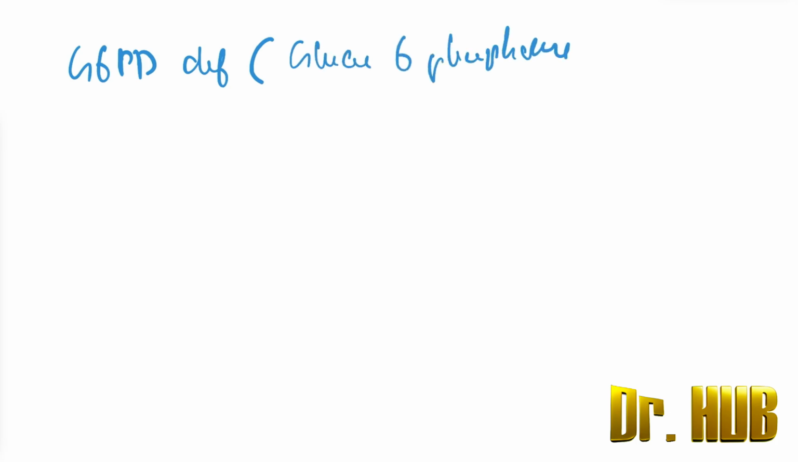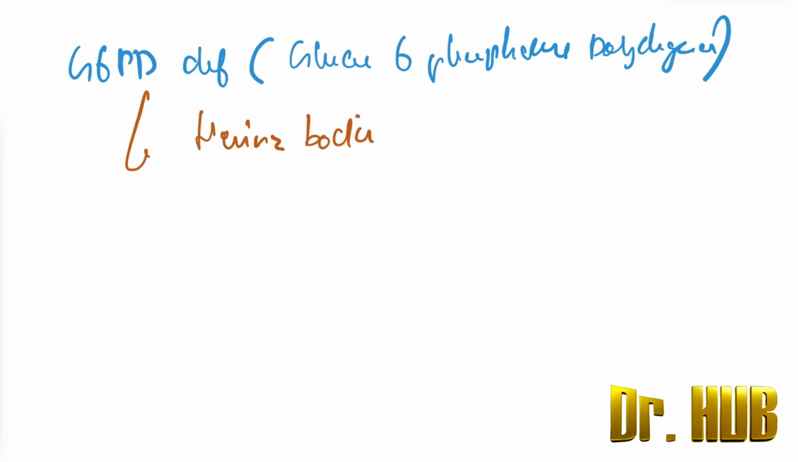Next, we'll look at G6PD deficiency, that is glucose-6-phosphate dehydrogenase deficiency. In the peripheral blood smear, it will show Heinz bodies, which are revealed by special staining, and there are also bite cells.